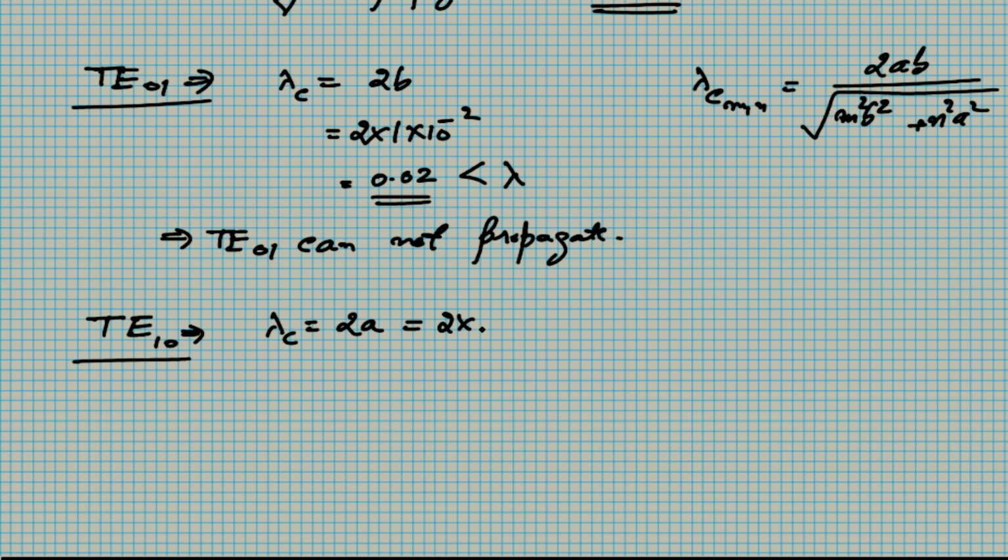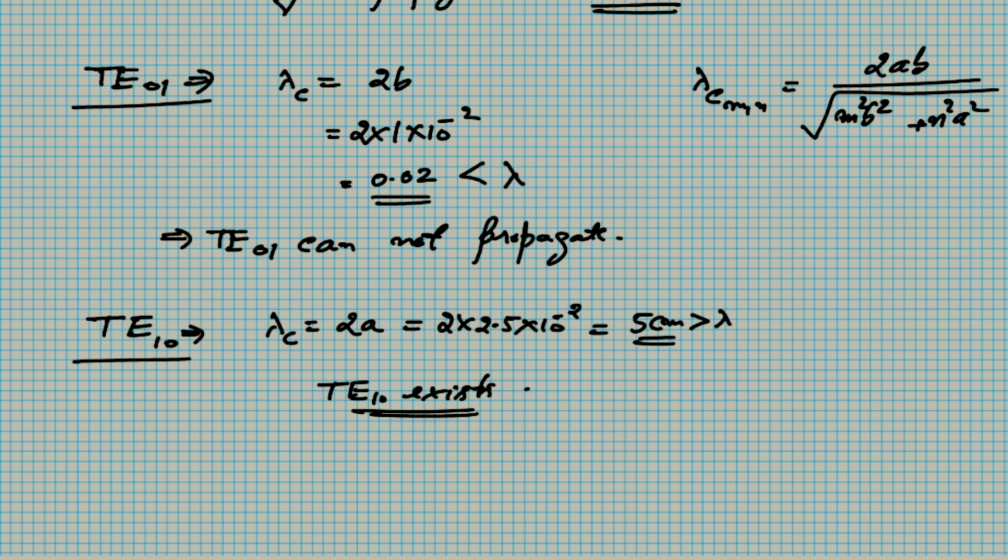Correct. So 2 into 2.5, so yes, I can say that this is 5 centimeter, right? This is greater than the given lambda, right? So TE10 exists in this particular case, right? So definitely we can calculate the next value.